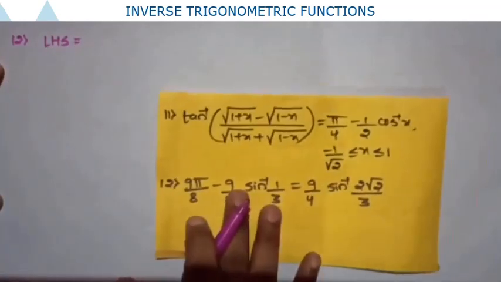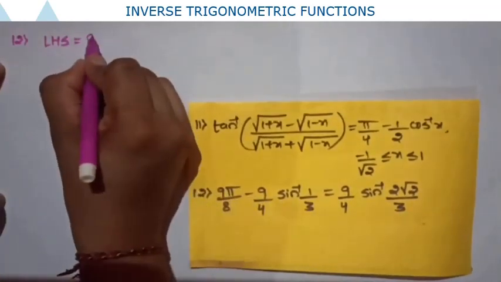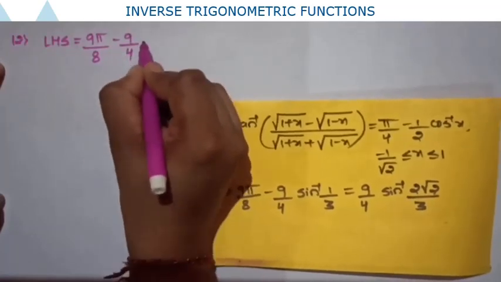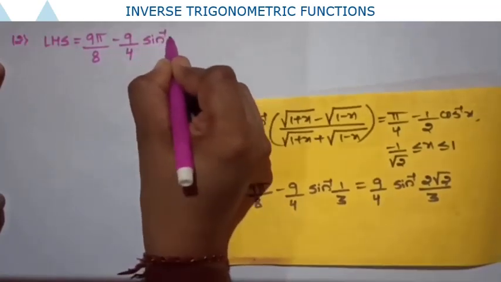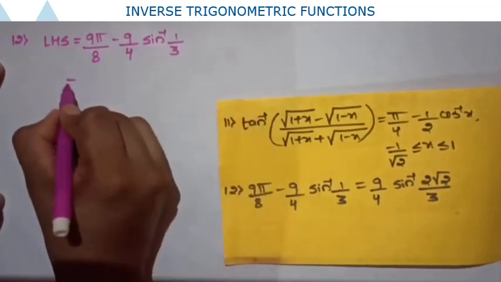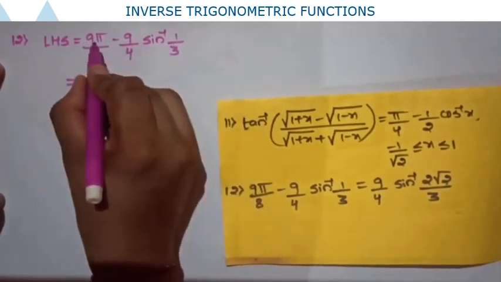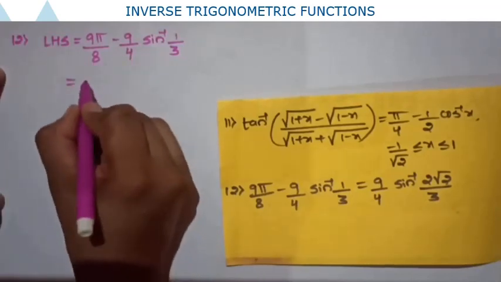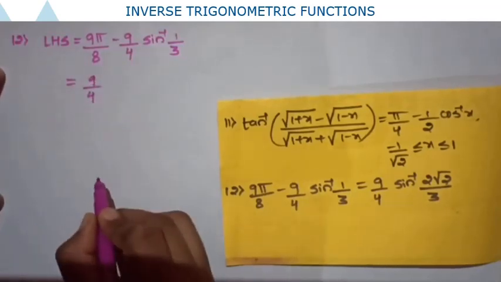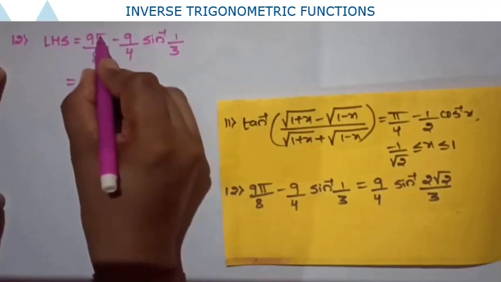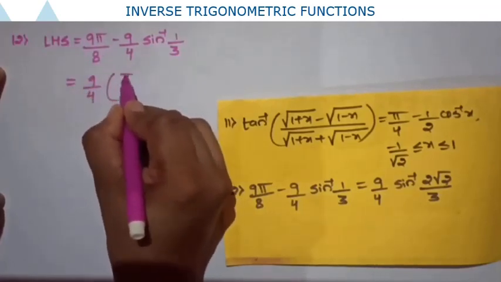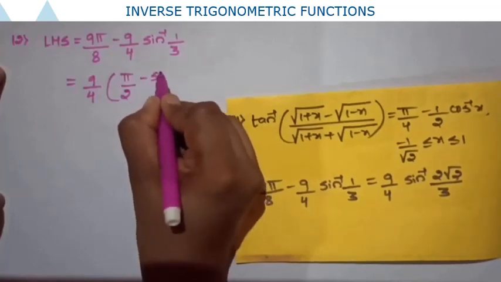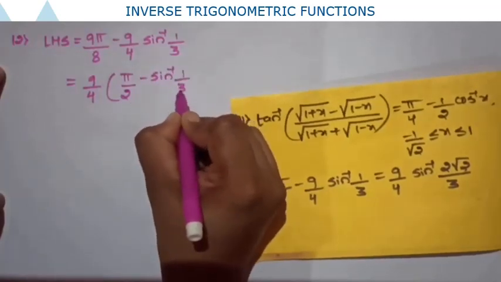So what is the LHS side? 9 pi by 8 minus 9 by 4 sin inverse 1 by 3. In this case, we can take 9 common from the numerator as well as 4 common from the denominator, so that we have 9 by 4 common. Inside, 9 is out so the numerator is pi, 4 is out, therefore this becomes pi by 2 minus sine inverse 1 by 3.